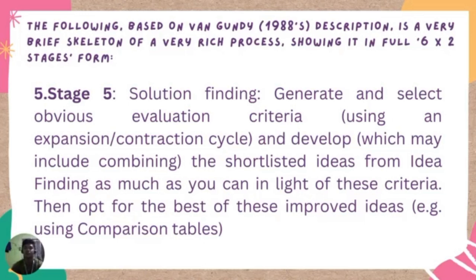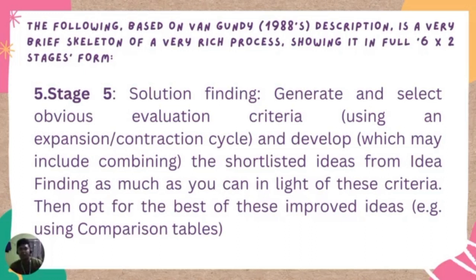So stage 5, which is the solution finding. Generate and select obvious evaluation criteria using an expansion or contraction cycle and develop, which may include combining the short-listed ideas from idea finding as much as you can in light of this criteria. Then opt for the best of this improved idea, for example, using comparison tables. So in this stage, you'll be combining all of your gathered ideas to find a solution.